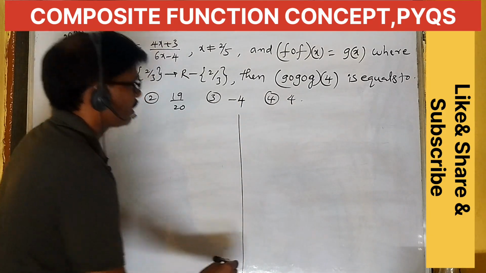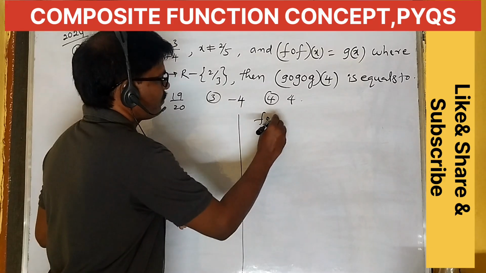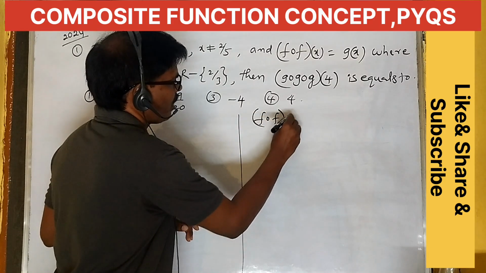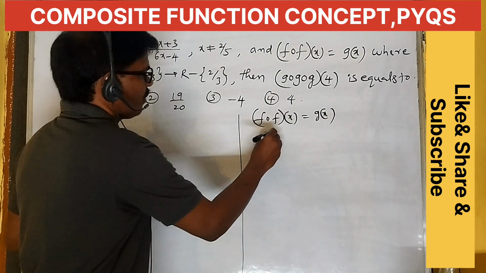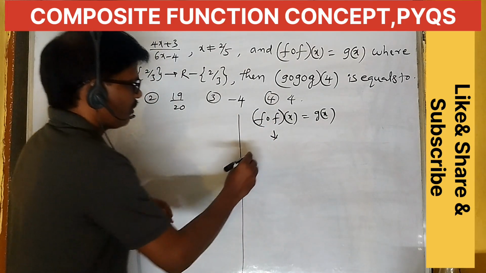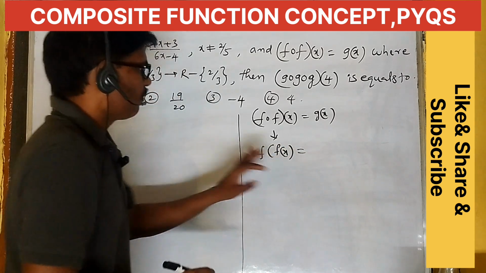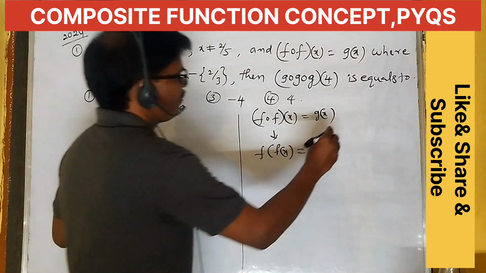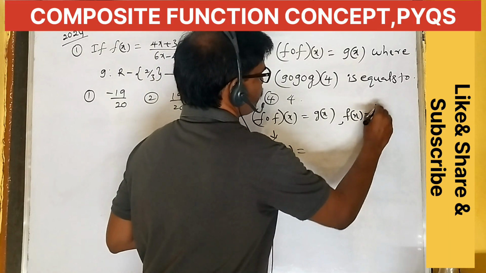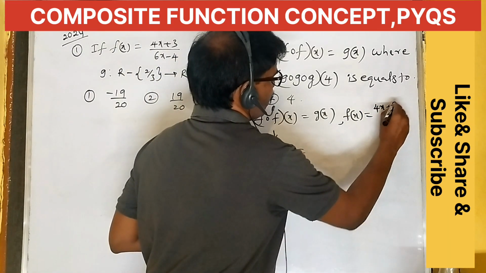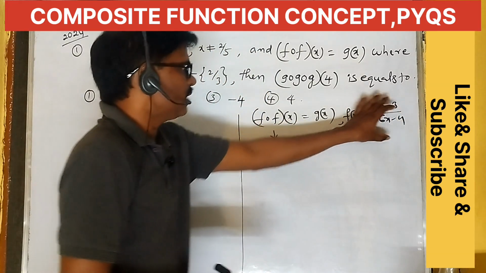Okay, what is the given value? This is g of x. Given that f circle f, that is f of f of x, is equal to g of x, we have to find the f of f of x value. What is the f of x value? f of x is equal to (4x plus 3) by (6x minus 4). Okay, this is f of x.